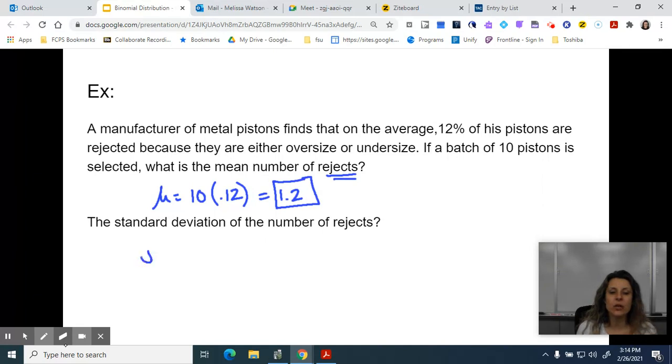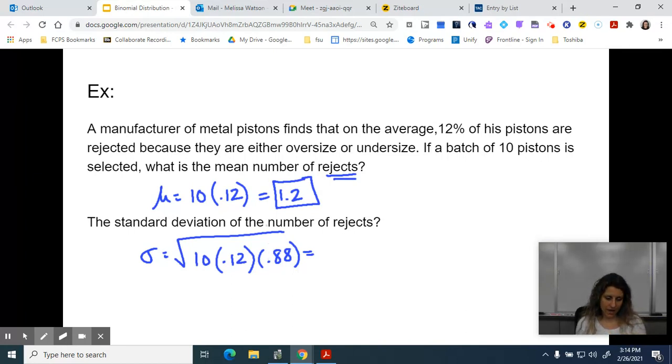The standard deviation, we're going to take the square root of n times p times q. If 12% are rejects, that means 88% of pistons are good. Okay, let's go ahead and multiply that, and make sure that we are taking the square root of that number. And I get 1.03. I'm rounding that to 2 decimal places. Okay, so out of a batch of 10, on average, we're going to have 1.2 rejects. And those numbers vary from the mean on average by 1.03 rejects.